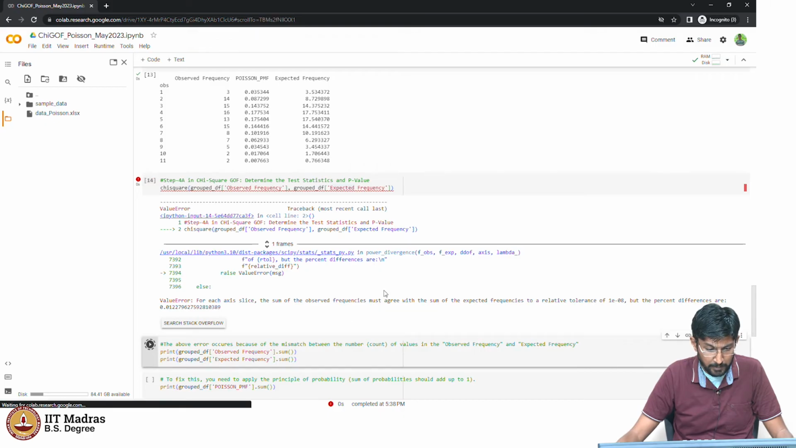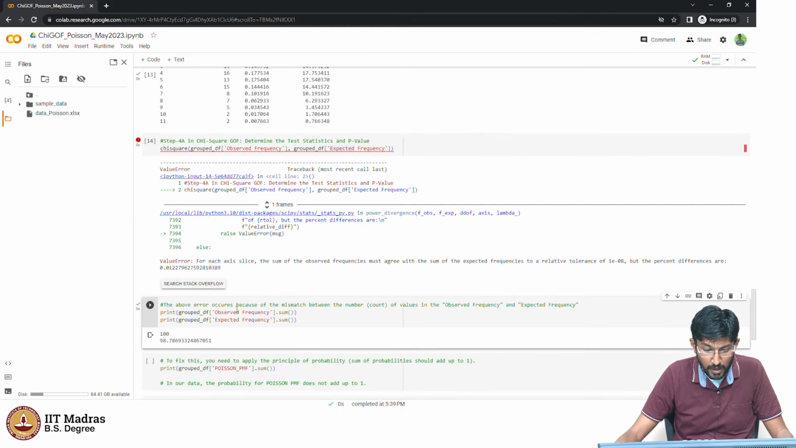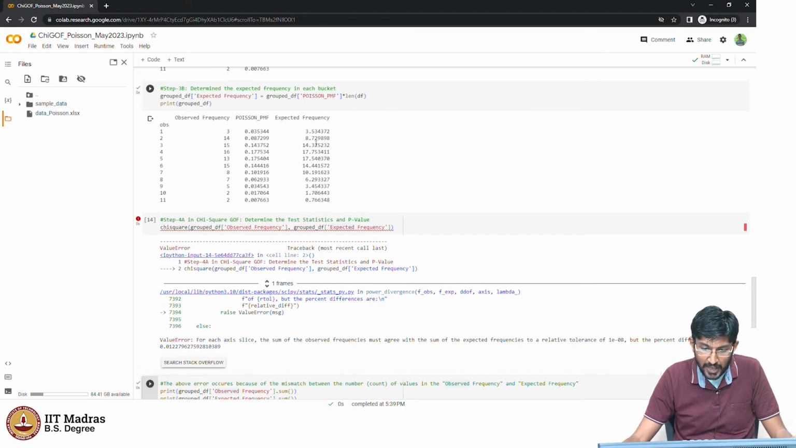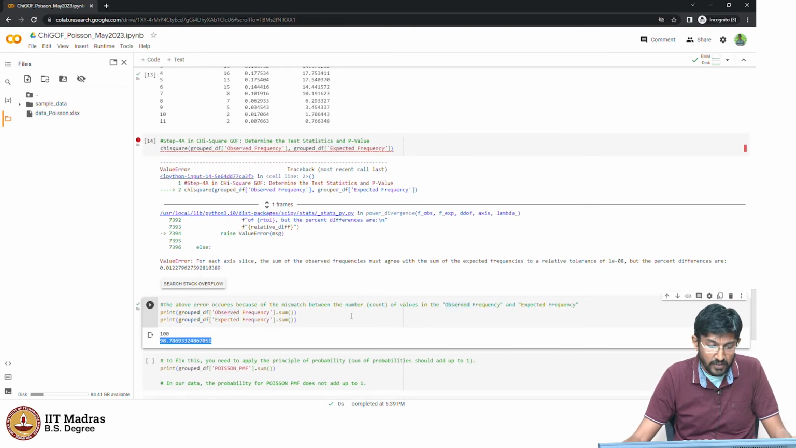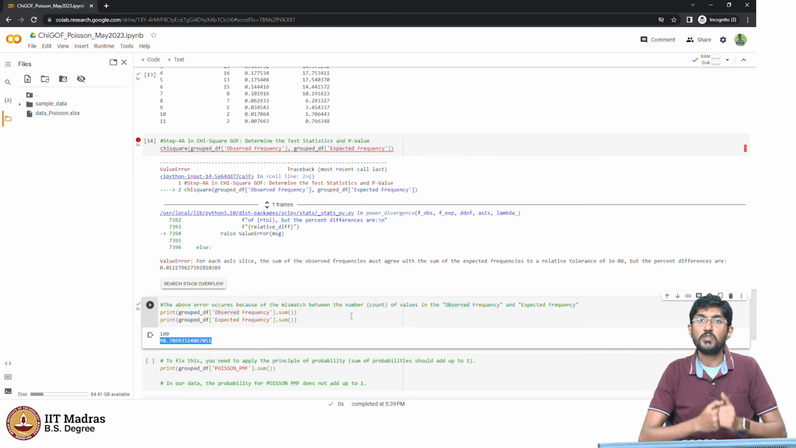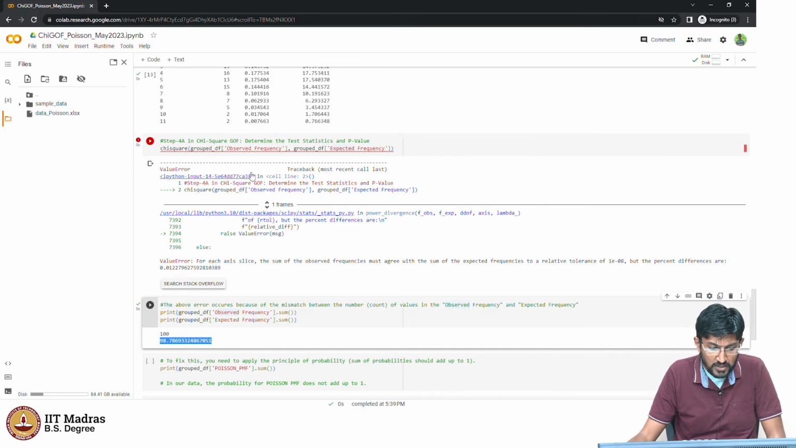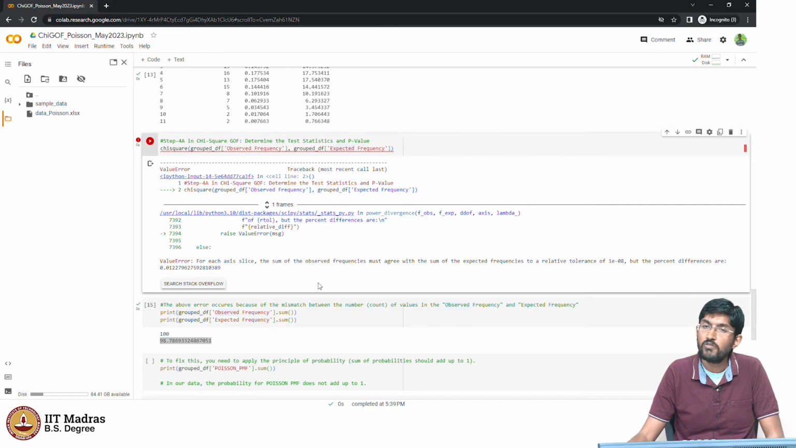So what does that mean? My observed frequency has 100 values, correct? Whereas my expected frequency has only 98 values. Because of this mismatch, this test will not be performed in Python. It will pop up this error known as the value error for access slice.